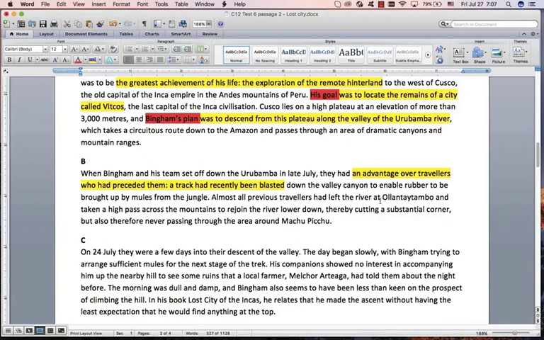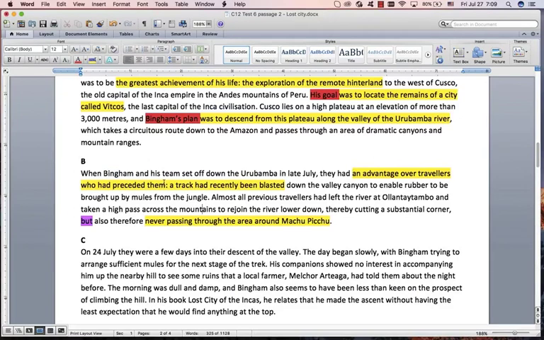Next sentence. The important thing to see in the sentence is our friend but. Remember, important information after but. These travelers took this route. They left there and they went across the mountain and rejoined the river there. But they never passed through this area. So the heart of this whole paragraph really is this. There is a new track. An important word recently. A new track had been made. The previous travelers used a different track, but Bingham and his team were going to use this new track.